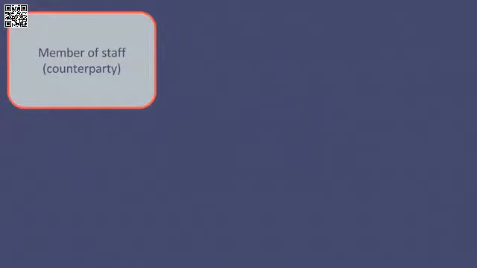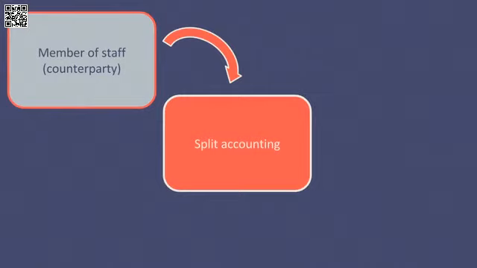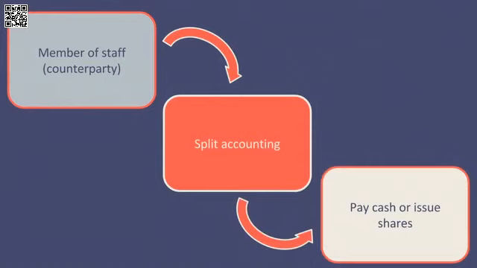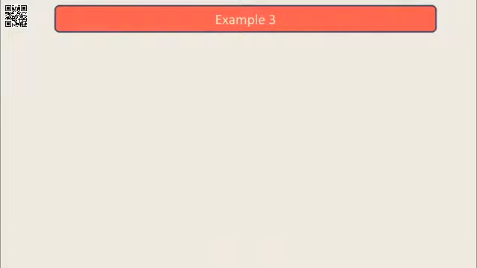If, however, the choice is that of the member of staff, otherwise known as the counterparty, the scheme is accounted for using split accounting for compound financial instruments. The company does not know if it will have to pay cash or issue shares, and this is exactly the issue that exists with convertible debt, which is another area where we see split accounting applied. Let's now see an example of how to apply split accounting.